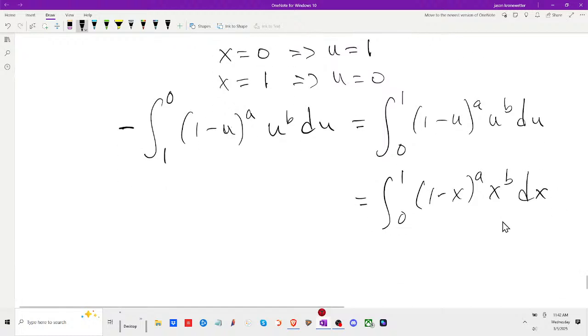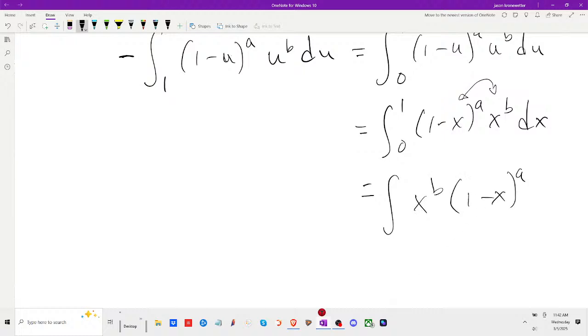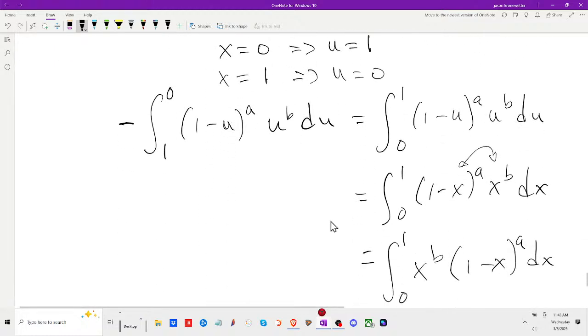And if we want to really put it the way they wanted it, because they did ask us to show this, well, this is the same, and multiplication is commutative, so we can switch the order of those. It's no problem. That's the integral from 0 to 1 of x to the b, 1 minus x to the a, dx, which was what we were asked to show at the beginning, right here. Oh, we've done it. Okay.